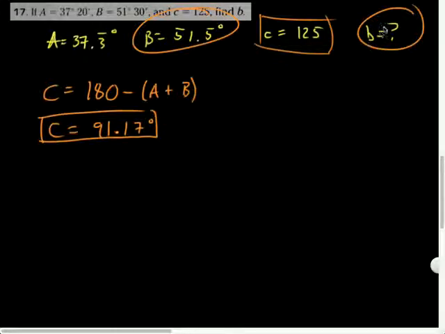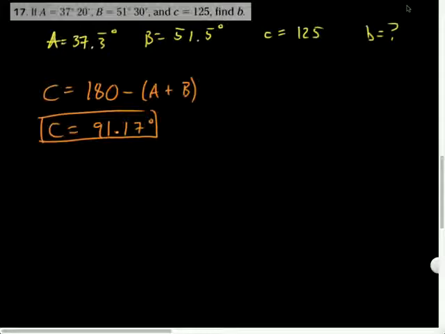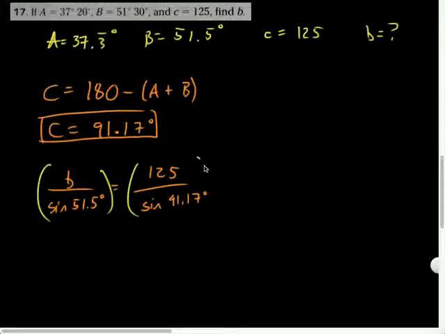Since I'm looking for a side dimension, I'm going to put the sides up top instead of the angles. So B over sine of 51.5 degrees should equal 125 over sine of 91.17. There we go. And so I would just solve by multiplying both sides by sine of 51.5.